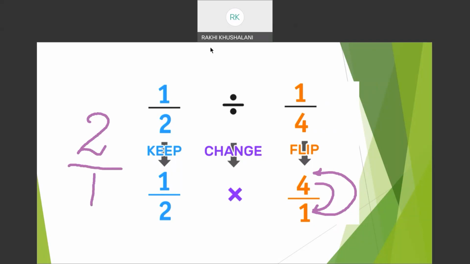Keep, change, flip. Keep is the dividend. The first number is your dividend, and it is going to remain as it is. The division sign is going to get changed to a multiplication sign. And your divisor is going to get flipped. The numerator becomes the denominator and the denominator becomes the numerator.